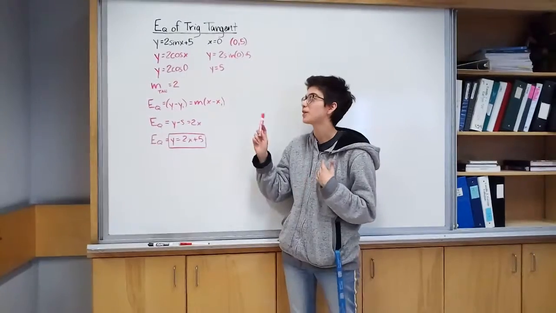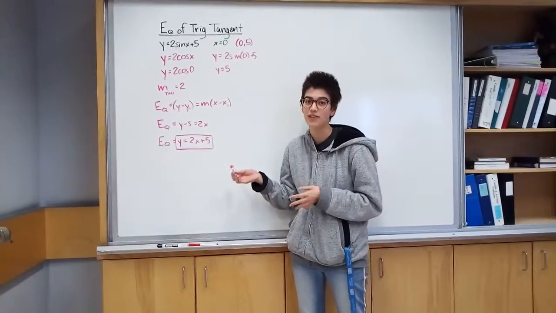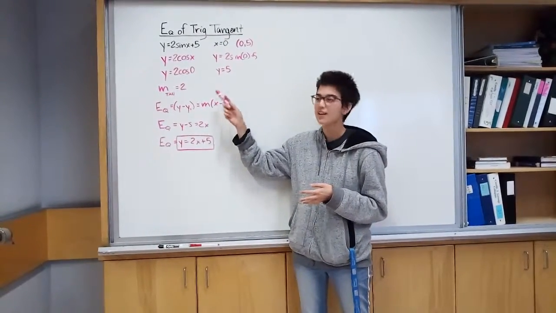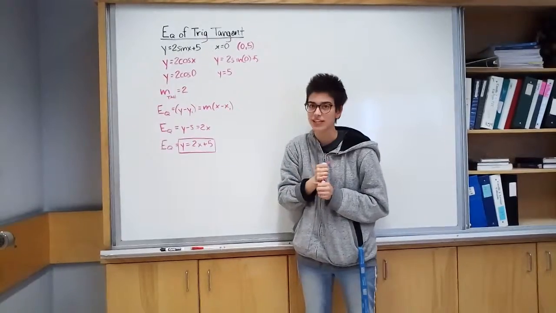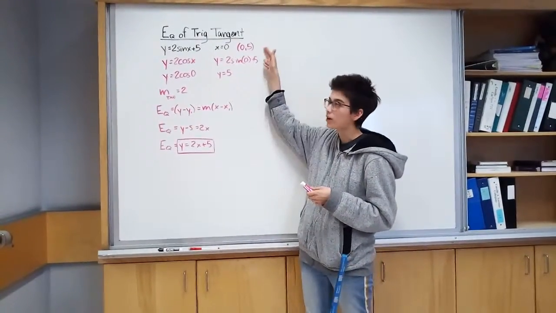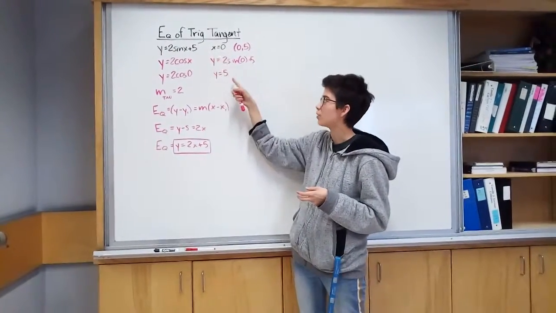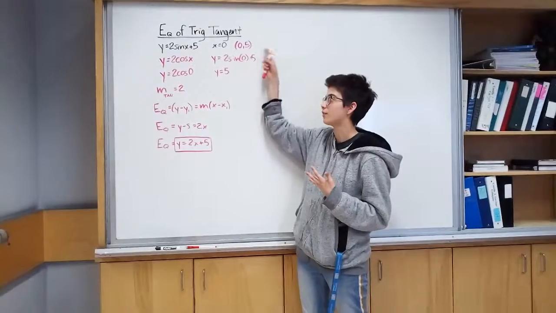We've done equations of a tangent line with rationals and other polynomial functions, but we haven't talked about doing it with trig functions yet. So here is the equation, y equals 2 sine x plus 5 at x equals 0. First, I just wanted to find what the coordinate is for x equals 0, and I just plugged 0 right into our original equation, and I got y equals 5, which means that our coordinate is (0, 5).